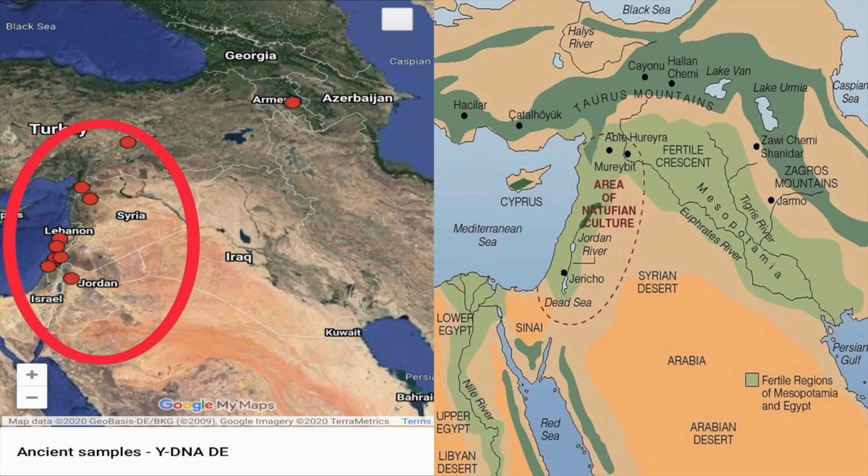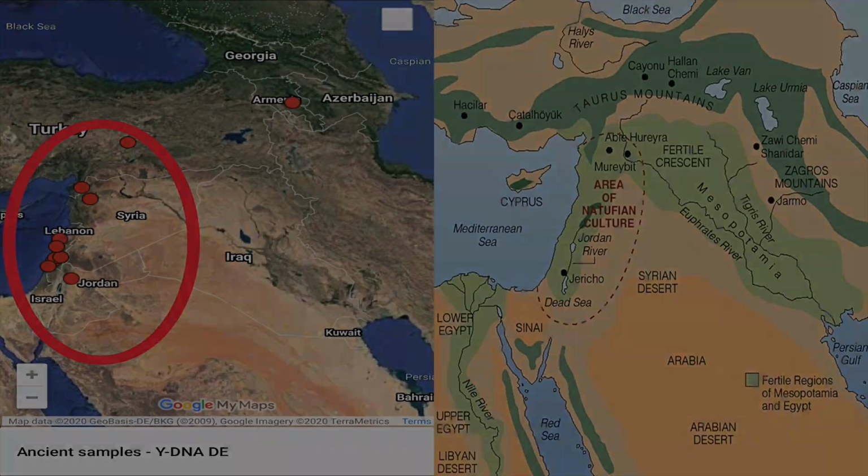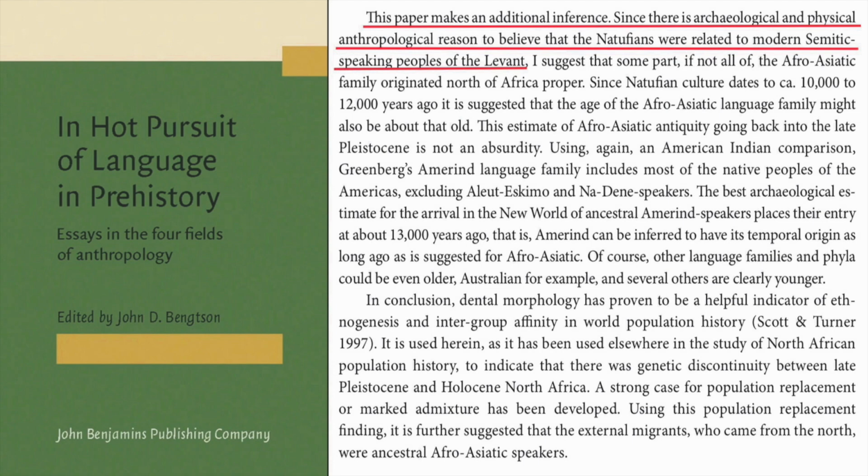The reason why finding E1B1 among the Natufian remains is important is because the Natufians are the ancestors of Semites. According to the book titled "In Hot Pursuit of Language in Prehistory," it reads, "This paper makes an additional inference since there is archaeological and physical anthropological reason to believe that the Natufians were related to modern Semitic-speaking peoples of the Levant."